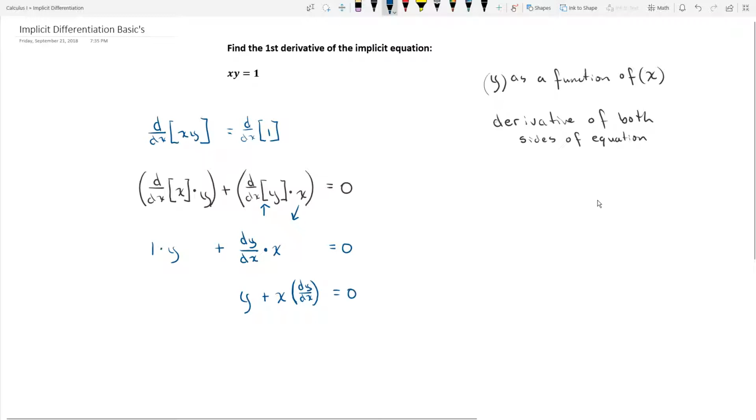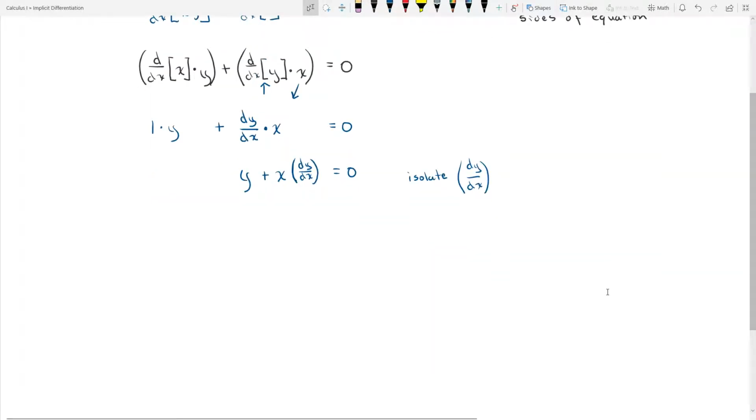So at this point, we want to isolate dy/dx to one side of the equation. So let's go ahead and subtract y from both sides. So minus y, and we will have x dy/dx is equal to negative y. And of course, we can then divide by x.